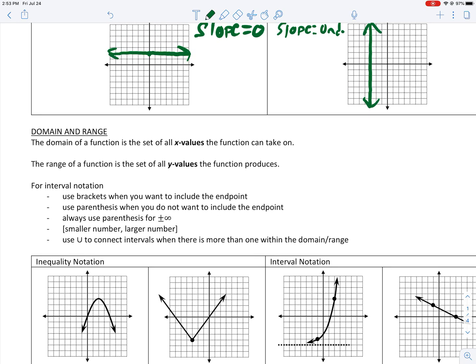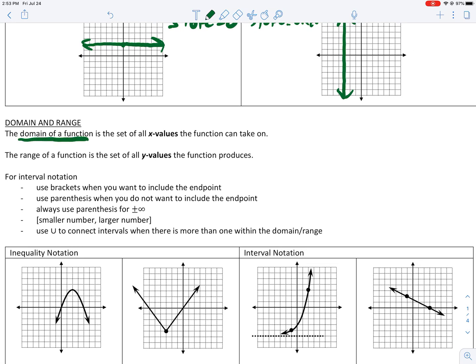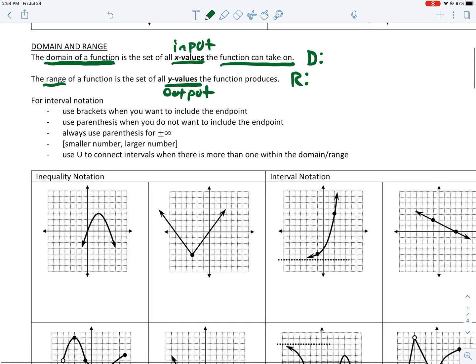Okay, so now we're going to dive into domain and range. You saw a little of this last year in Math 2. So the domain of the function are all the x values that the function can take on. It's your input. The range of the function is the y values, which is your output. Usually when I write domain, it's capital D, range, it's capital R, with a colon, and then you list whatever the domain is. So again, some of this you've seen, but just kind of review.